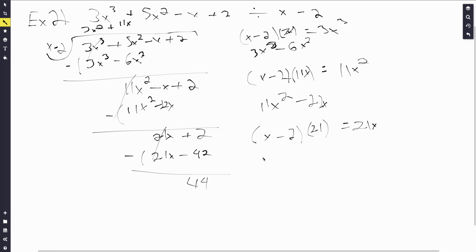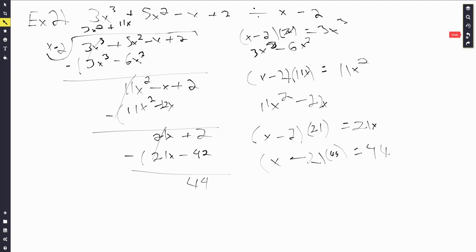So when we do this, like last one, x minus 2 times what gives us 44? Well, it won't work, because if we put 44 or something, then we'll have 44x. We still have the remaining x term, so it wouldn't make sense for us to do that. So this is our remainder basically.